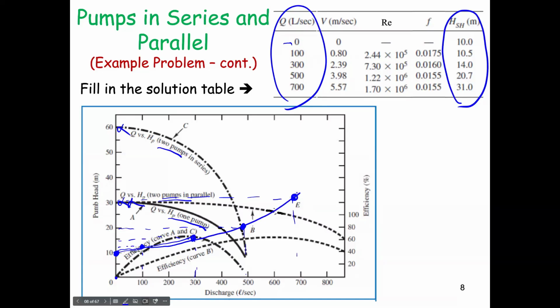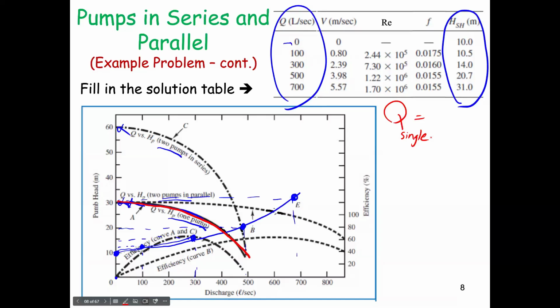Find the match point between this one and one single pump. One single pump is this one, right? Here, or let me show it by something else. Here. Find the match point and give me the discharge for one single pump. What's your matching point? Maybe I didn't draw it very well, but try to be as concise as you can.